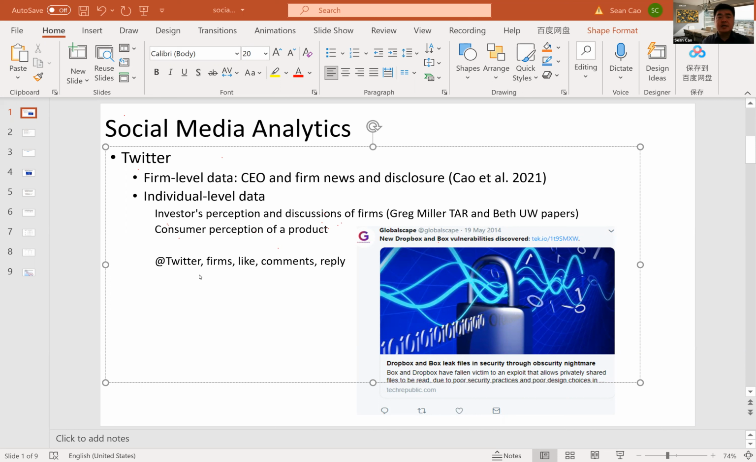If you look at the tutor, you can find two types of information. One is firm level data, so the information about the firm and about the CEO. Another is individual data. On the tutor, you can find investors' discussion about the firm, and consumers' discussion about the product. So you can find all this information on the tutor.